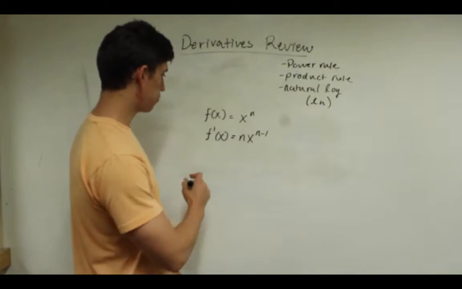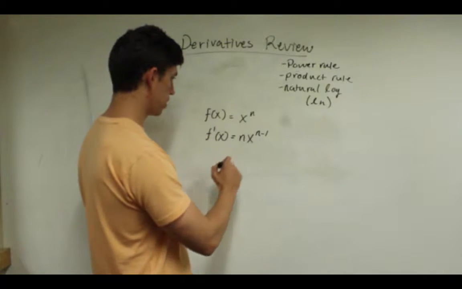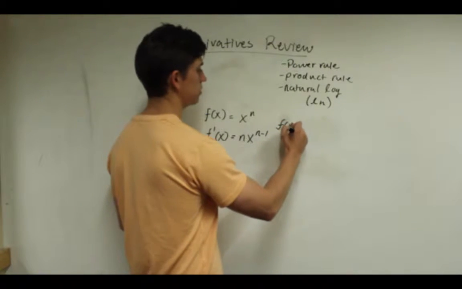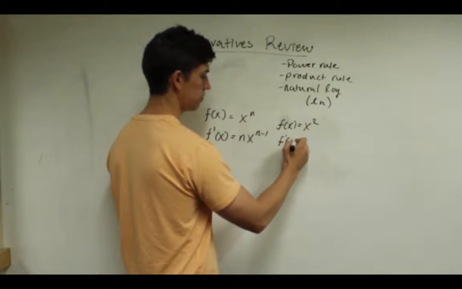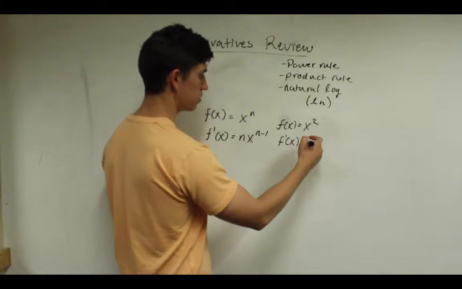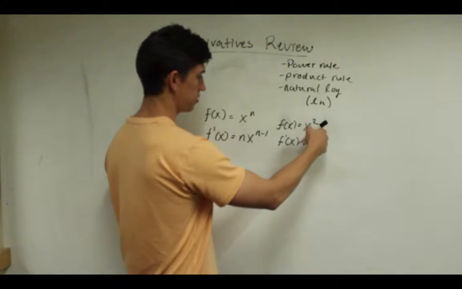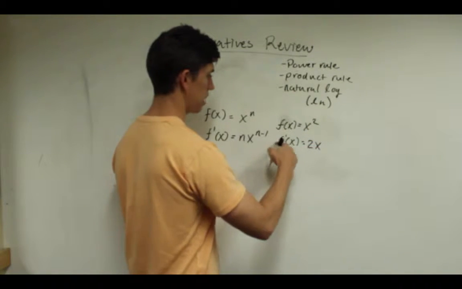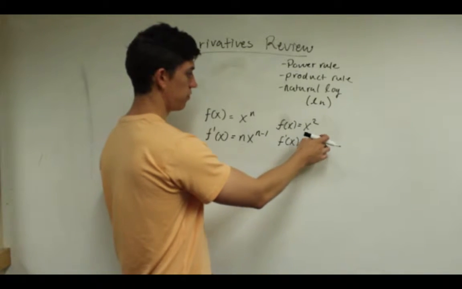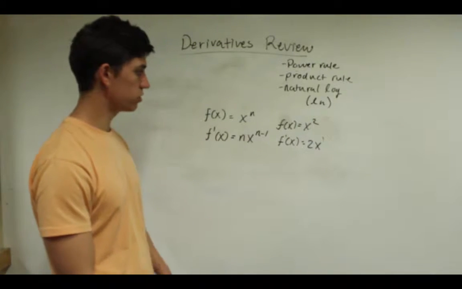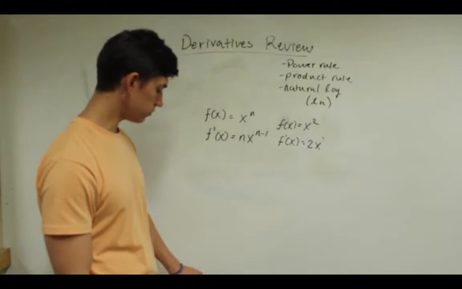So for example, if we had, let's say, f of x equals x squared, then the derivative f prime of x would be, I move the 2 to the front, like I did here, and then I subtract 1 from the power of x, so x to the 1, which is just x. So the derivative of x squared is just equal to 2x, right?